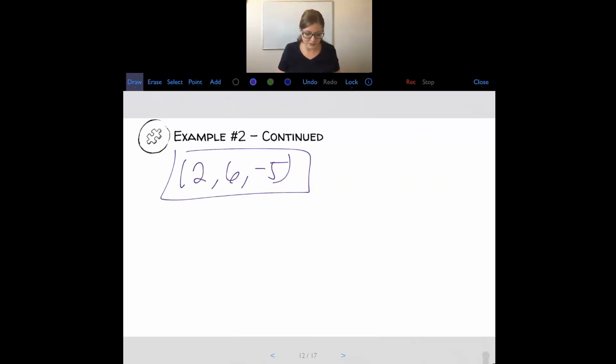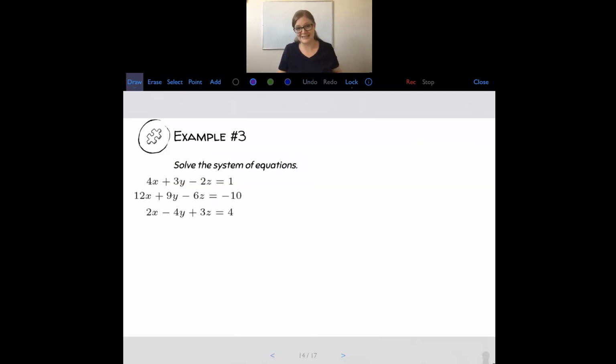Okay, let's do one more example. I left myself plenty of slides. Solve the system of equations. So we have 4x plus 3y minus 2z equals 1. 12x plus 9y minus 6z equals negative 10. And 2x minus 4y plus 3z is equal to 4.